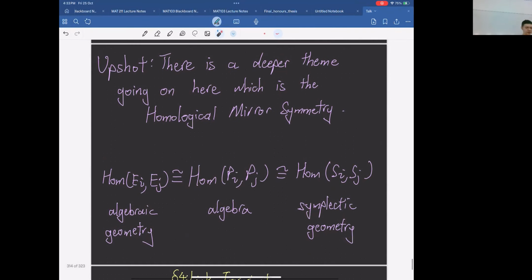Actually, if you see here, there's a deeper theme going on here, which we call homological mirror symmetry. So basically, we have algebra, and then on one side we have algebraic geometry, on the other side we have symplectic geometry. So we use algebra to link these two spaces. So we look at the Hom space between some exceptional objects that form an algebra.